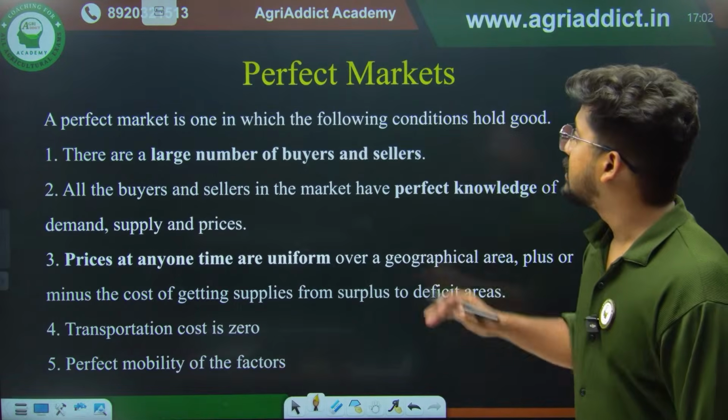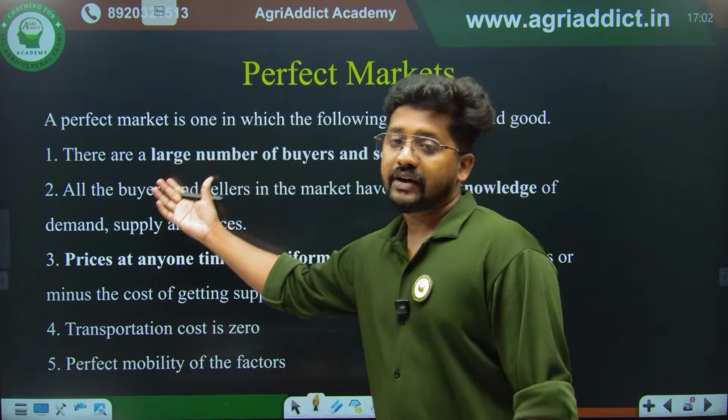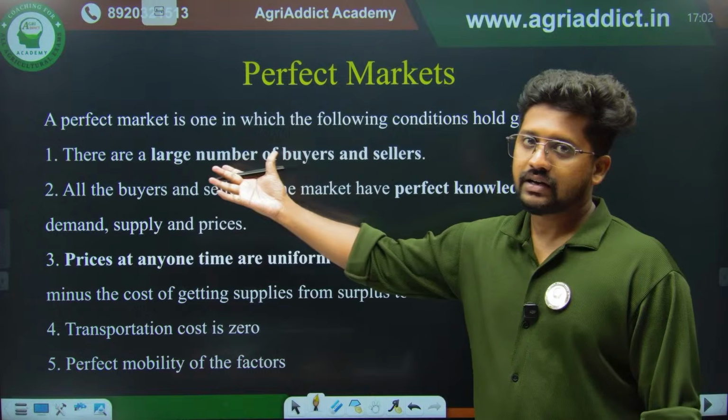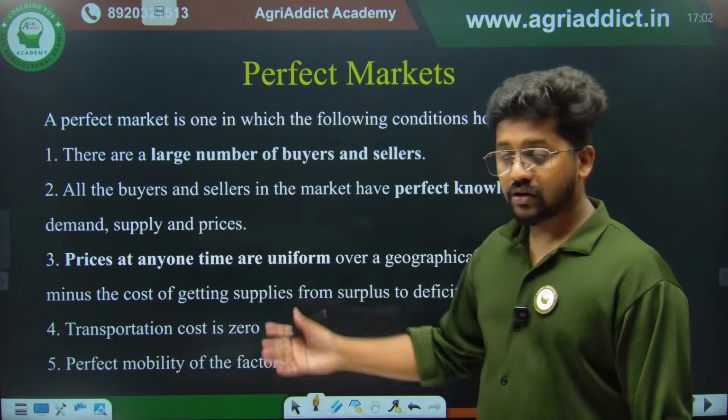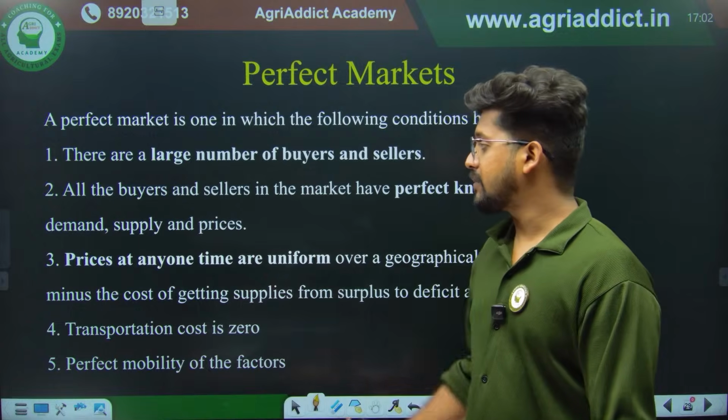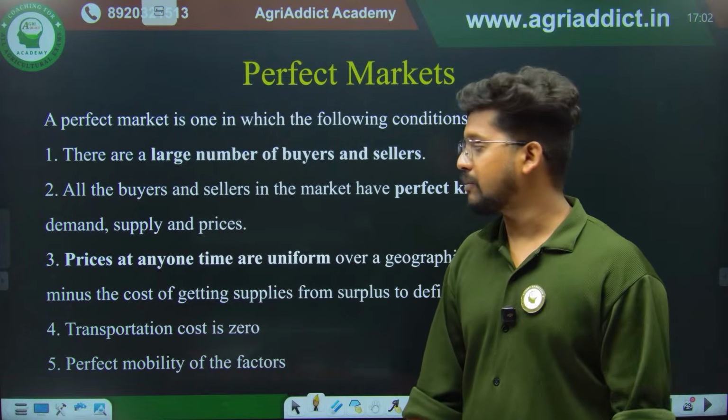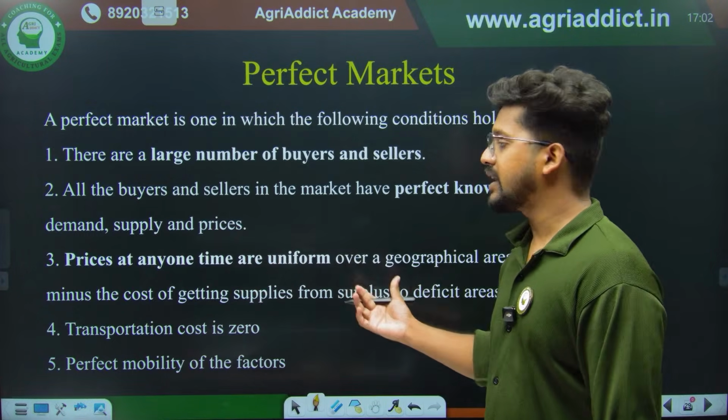What were the assumptions? Perfect market assumption: there are an infinite or large number of buyers and sellers, equal in number. All the buyers and sellers will have perfect information about the demand, supply, and price of the commodities. Then the price at any one time is uniform.